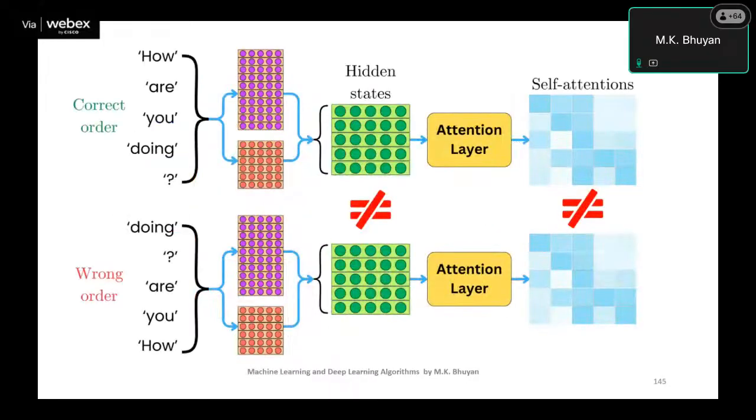Already I mentioned this. Without positional encoding, if I consider these two sentences, 'how are you doing' and another sentence 'doing are you are how', and I only consider self attention, then in this case the outputs will not be equal. Both will be different.